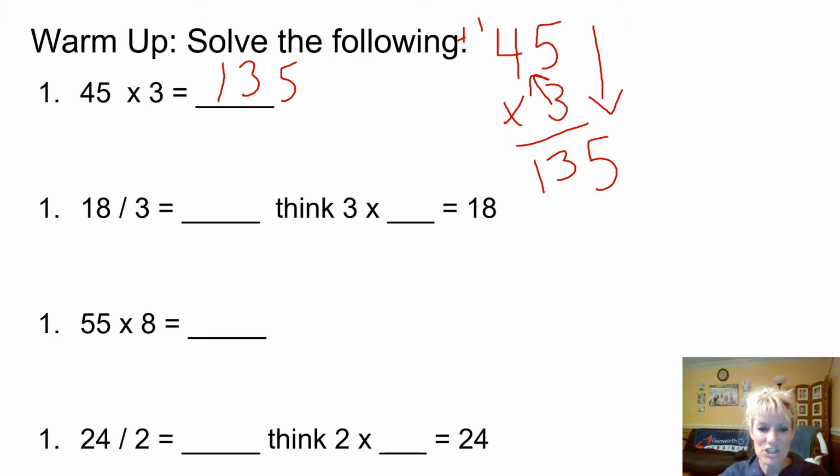Okay, did you put, I like to think of it this way, 3 times 6 is 18. So 18 divided by 3 is going to be 6 because that's how our fact family works. All right, try the next one.